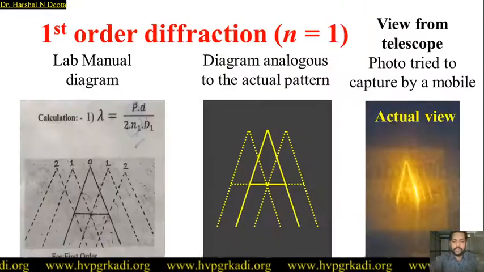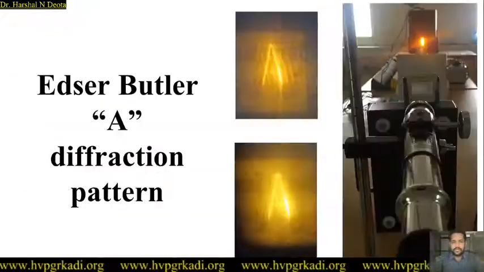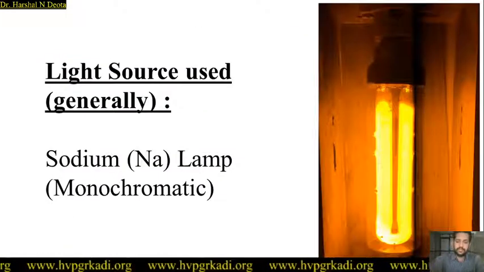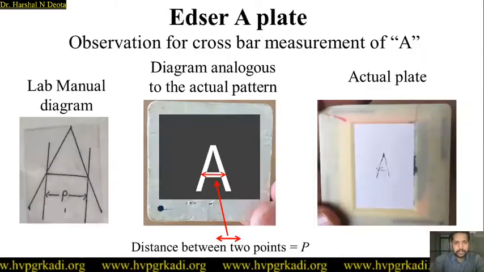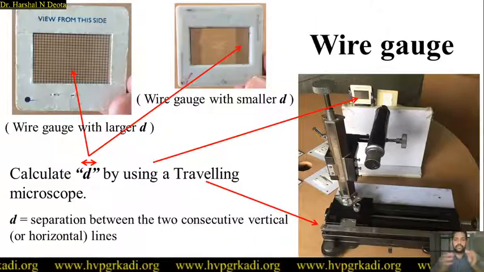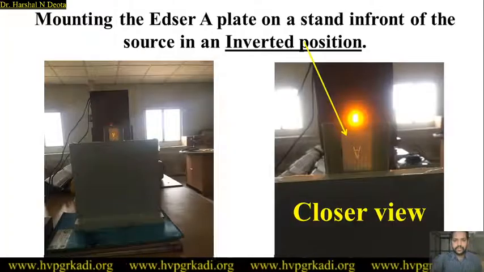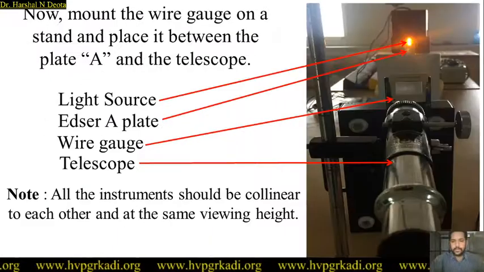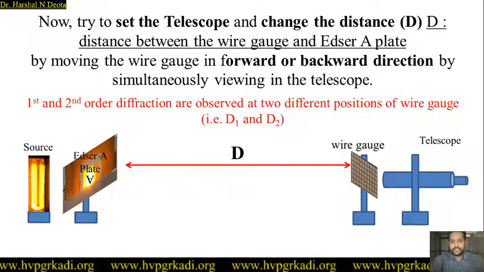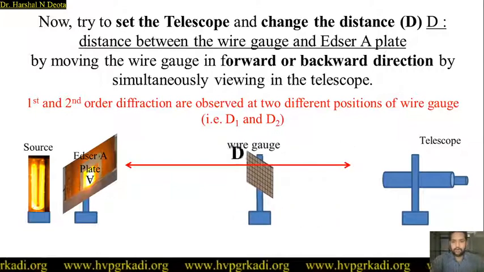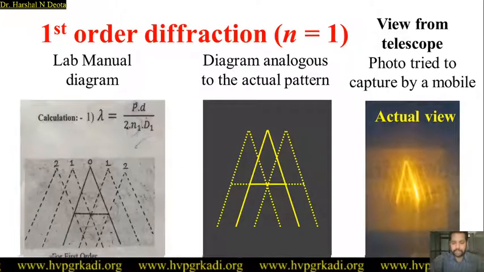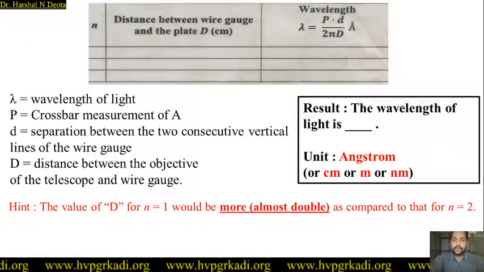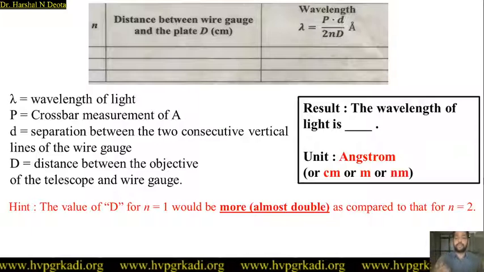So that's how the practical goes. We will again revise it. What we did is, we first of all selected the source, that is the sodium lamp. Second was the Edser A plate. Third was the crossbar, that is the wire gauge. After that, we arranged it, mounted it here. Then we saw it through the telescope. Now we brought into the picture the wire gauge. We adjusted it. We changed the distance. Then what happened? We got two orders, first order and the second order. We mentioned them in the observation table, and then finally calculated lambda, that is the wavelength of sodium light.